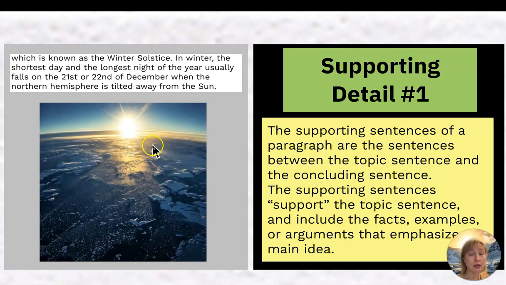And with the first supporting detail, I wrote down this sentence: in winter, the shortest day and the longest night of the year usually falls on the 21st or 22nd of December, when the northern hemisphere is tilted away from the sun. And with this image, I was trying to show you that the sun doesn't cover the whole hemisphere.